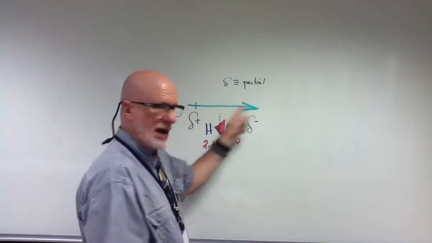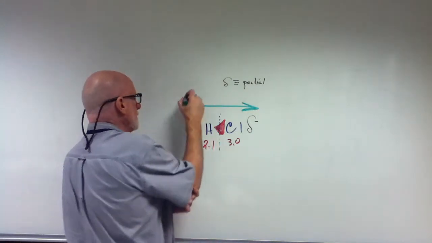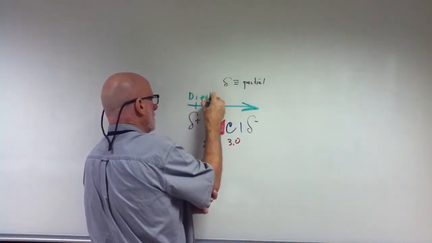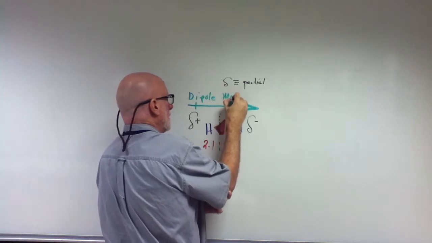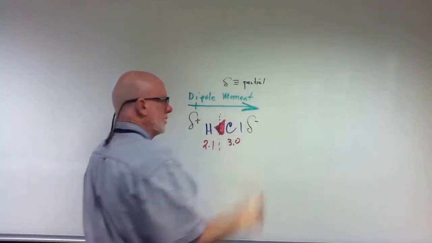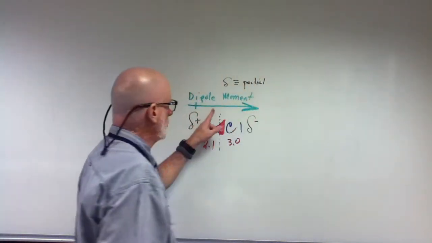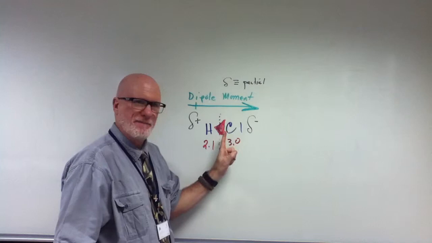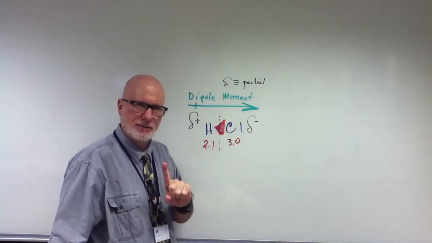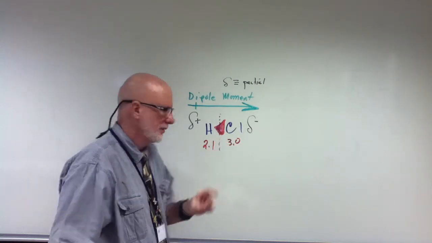You put an arrow in the direction of the shift, and that's called a dipole moment. Okay? You get it? So when you have a dipole moment for a bond, you see there's only one bond there? One bond, right?